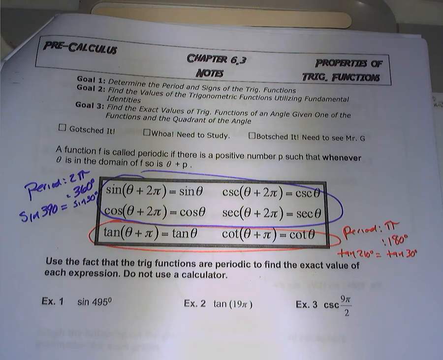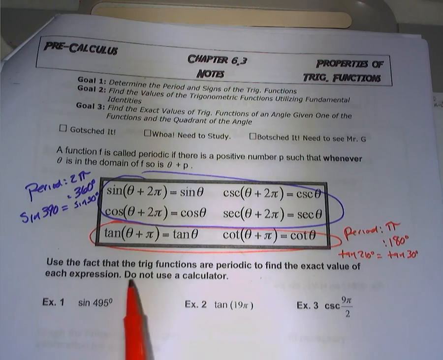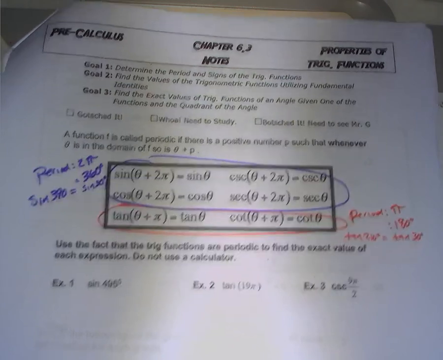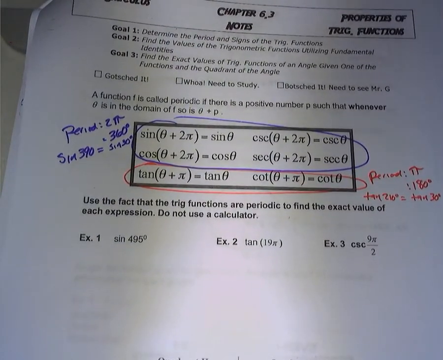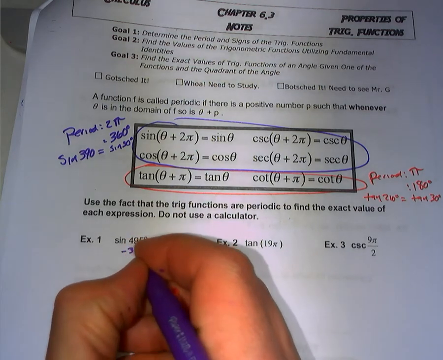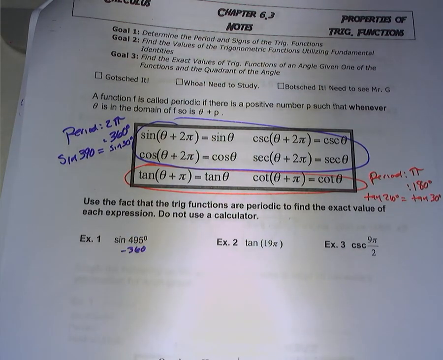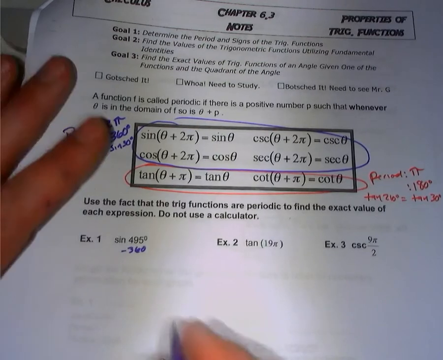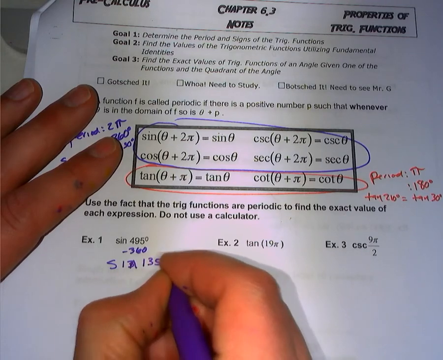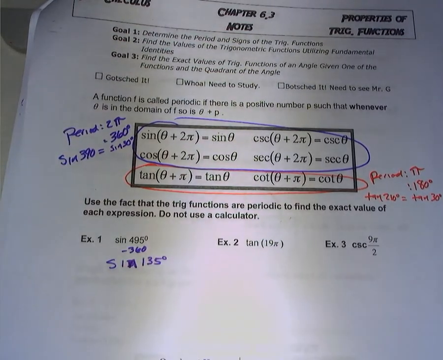Okay? All right, so let's put this in action. It says use the fact that trig functions are periodic to find the exact value of each expression. Do not use a calculator unless you have trouble adding and subtracting numbers together. You can do that. So for example, I've got the sine of 495. That's a huge angle. So let's subtract 1 revolution from that and see where we're at. Subtract 360. Now, if you need your calculator for that, you can do that. What's 495 minus 360? That's 135. The sine of 135. Well, don't just stop there.